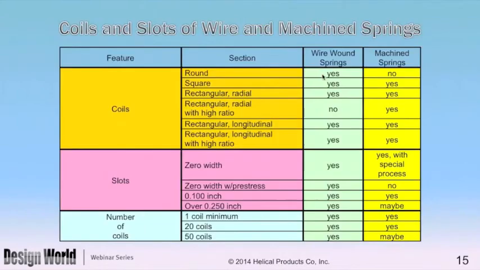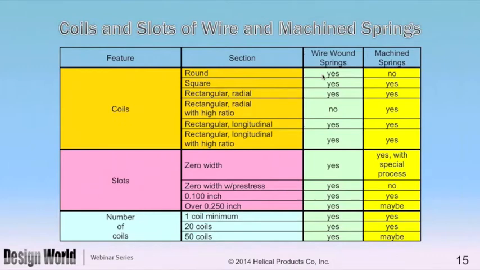So let's take a look at the coil information that's available. In cross section, round is real common for wire. It's unavailable for machined. Square is available for wire, and certainly available for machined. Rectangular, both available. Rectangular with a high ratio, 2 to 1, 5 to 1, 6, 7, 8 sometimes. That's difficult to do in wire, but in a machine spring, that's very common.